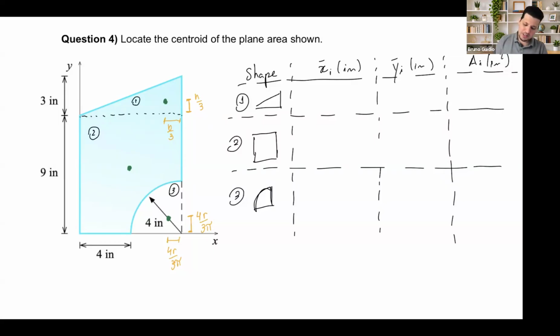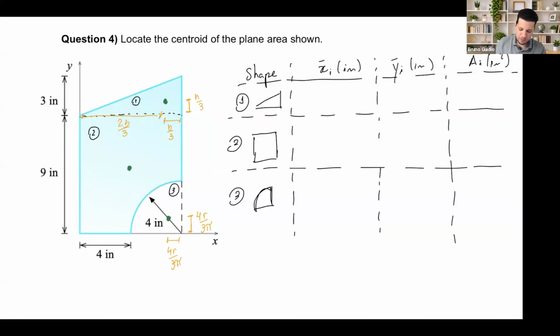Let's start. X bar for shape number 1. Remember, it's not going to be b over 3. It's from the y-axis, how much you're going to walk from this y-axis in x. So I'm going to walk all the way to here. So it's going to be this much here. And what is this much? That much is going to be 2b over 3. Or you can think the total base minus b over 3. The way that you like to think about it.